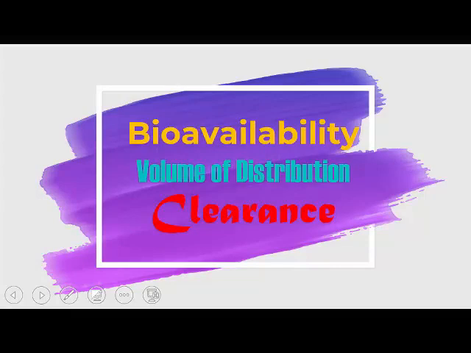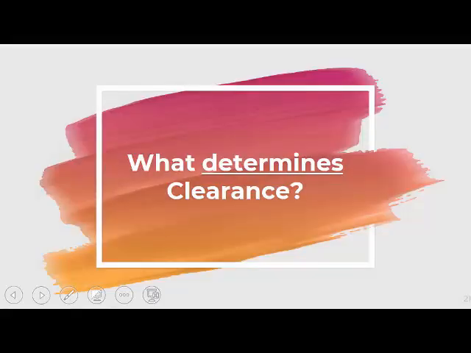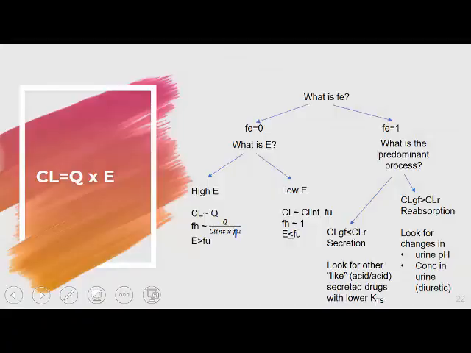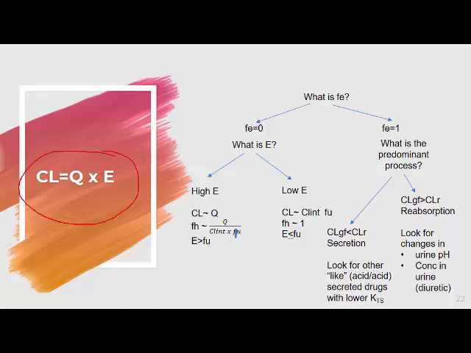Okay, so we've talked about bioavailability, we've talked about volume of distribution, and now we're going to talk about clearance. What determines clearance? Well, this is a very involved slide, but it kind of sums up what we've been doing for the last several weeks. Clearance is determined by blood flow to the organ and the extraction efficiency of that organ. But in order to get down to what we really want to know as far as what determines clearance, the first thing we need to know is how is it cleared.